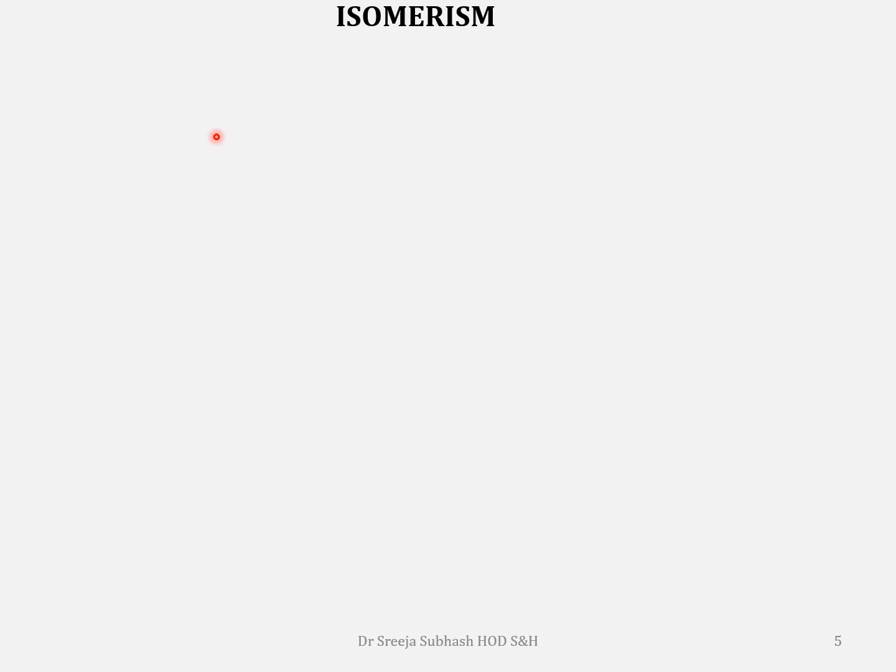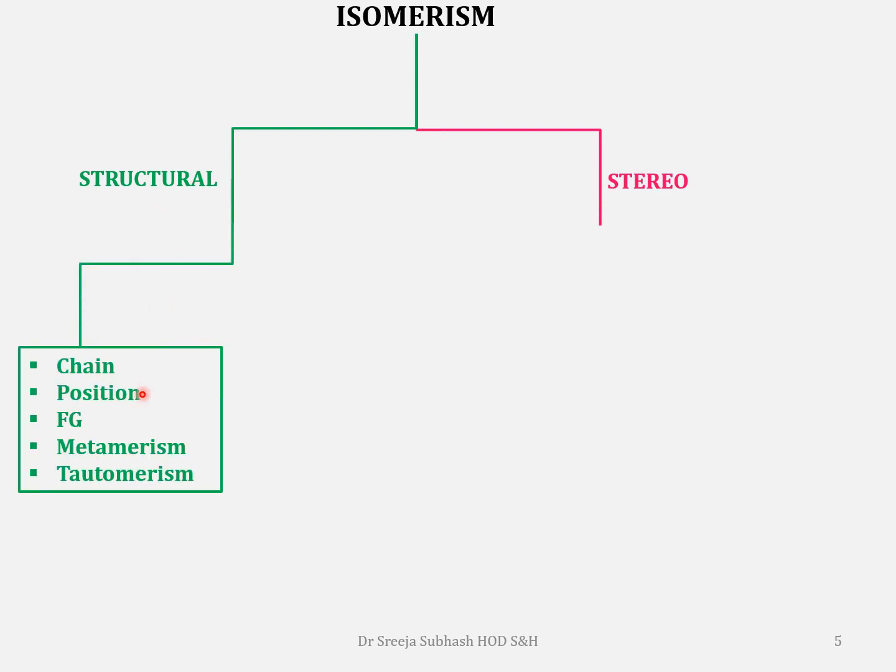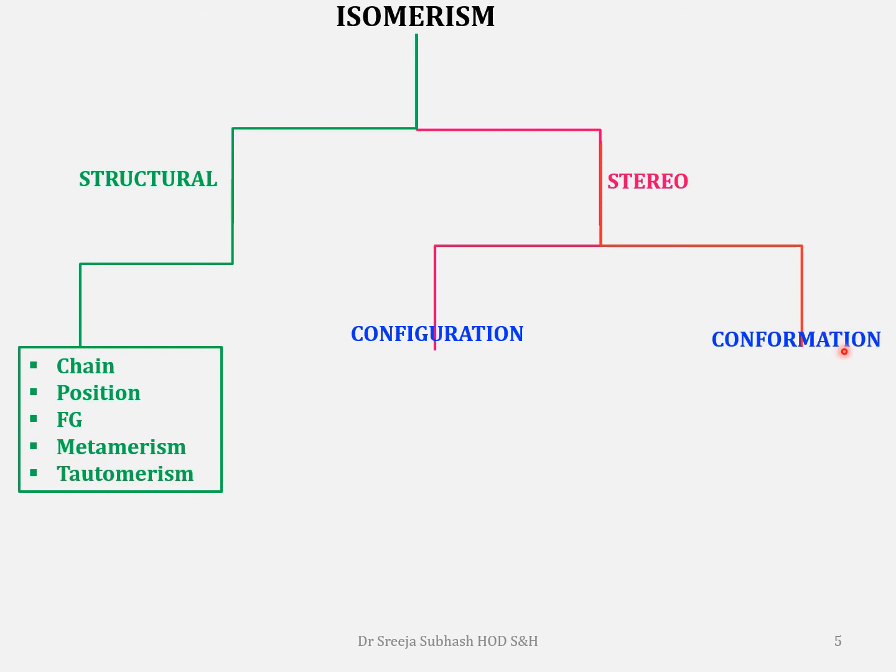This slide will give you an overview of the entire syllabus. As you can see, isomerism is widely divided into two: structural isomerism and stereoisomerism. Structural isomerism is divided again into chain isomerism, position isomerism, functional group isomerism, and also an extension of these, metamerism and tautomerism. Now moving to the other side, stereoisomers can be divided into two: configurational isomerism and conformational isomerism.